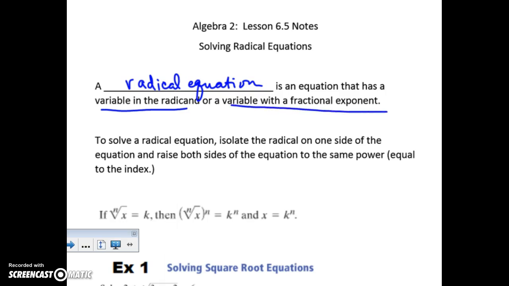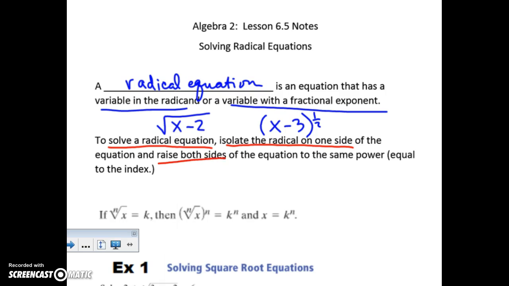So that could look like the square root of x minus 2, where we've got a variable. Or maybe I have x minus 3 to the 1/2 power. In both cases, those are considered radicals. To solve a radical equation, we're going to isolate the radical on one side. Isolate means just get it by itself.